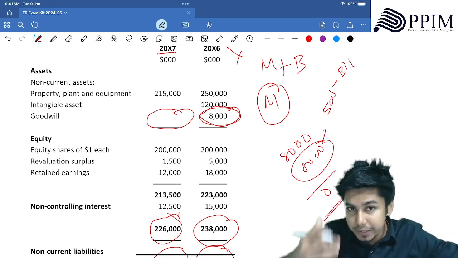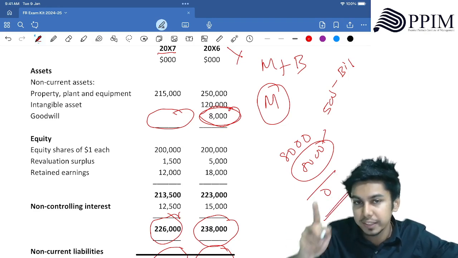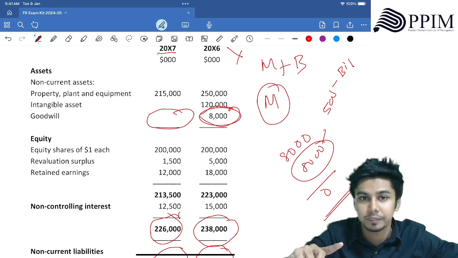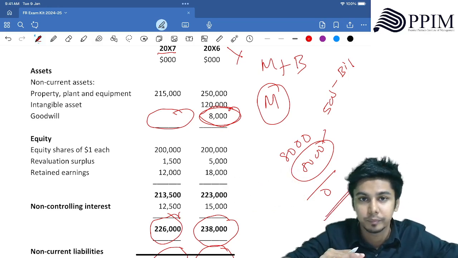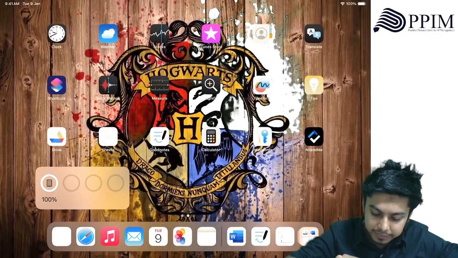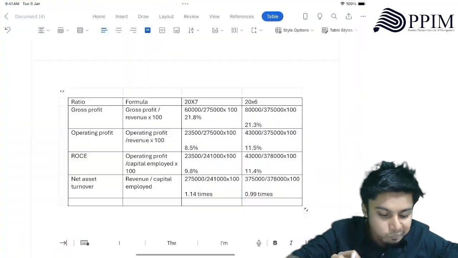So because of this big impairment, our operating profit has taken a big hit. Okay, it has gone down by 3% when compared to last year. So that's what we can talk about, guys, operating expenses, right? Then, guys, let's move on to the next ratio.